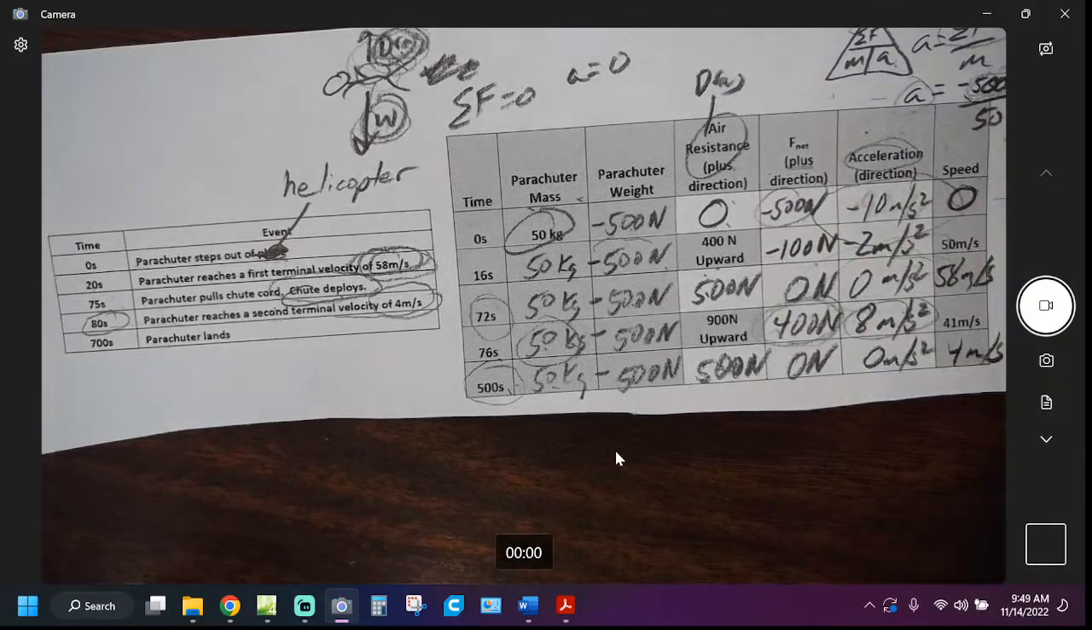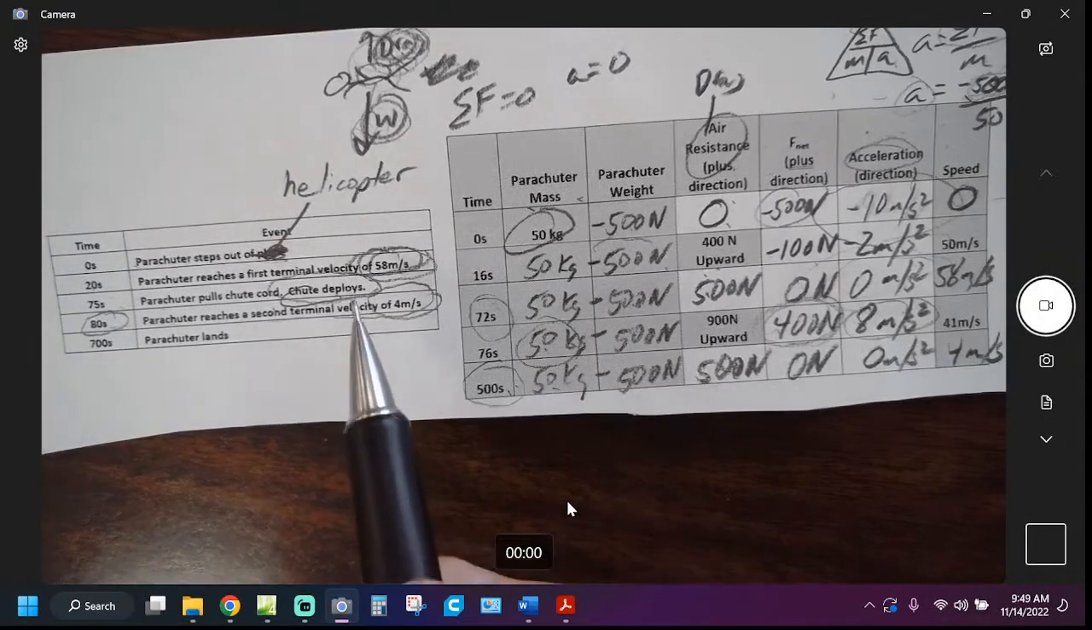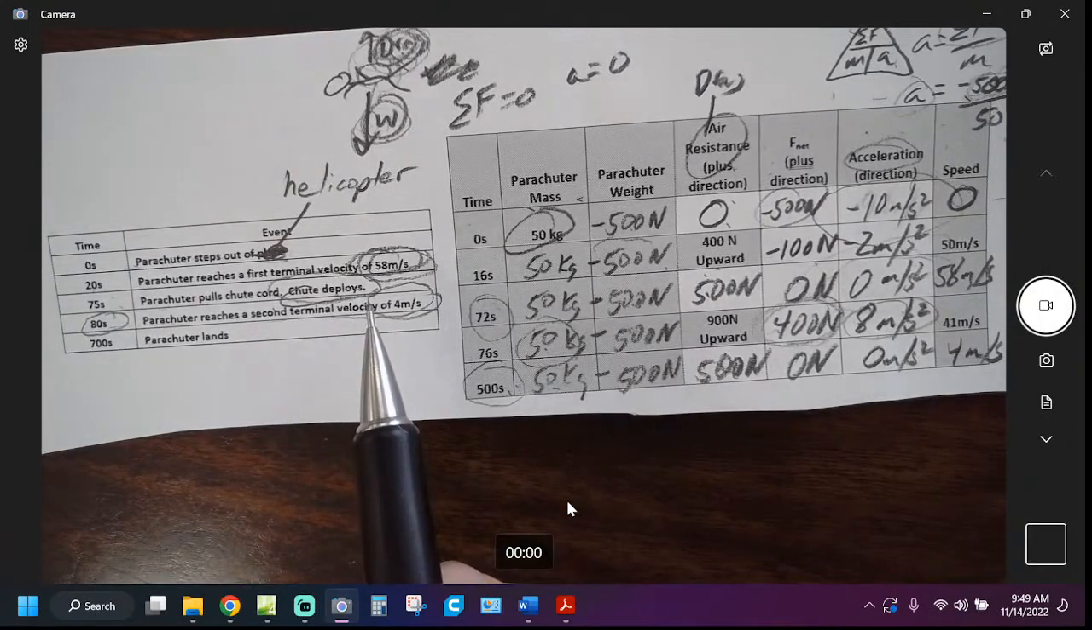Any questions about? Yes. What's that? How do you know how fast the thing goes from what it says on the thing? If the parachute gets deployed, how does that make it 58 meters per second?